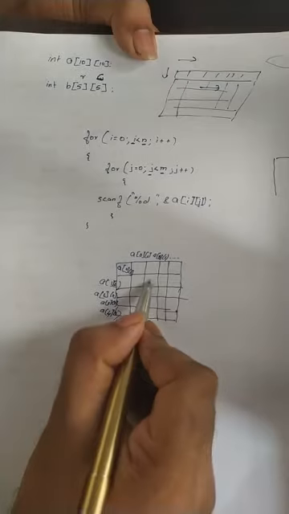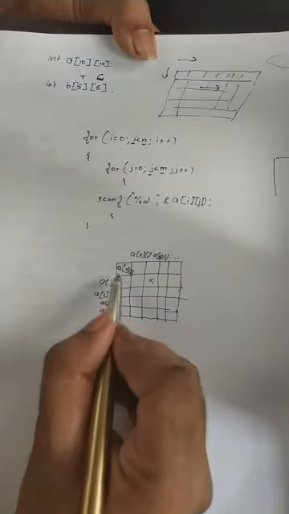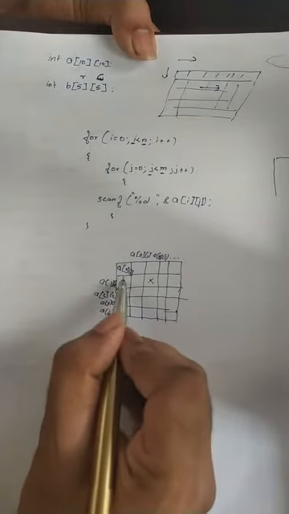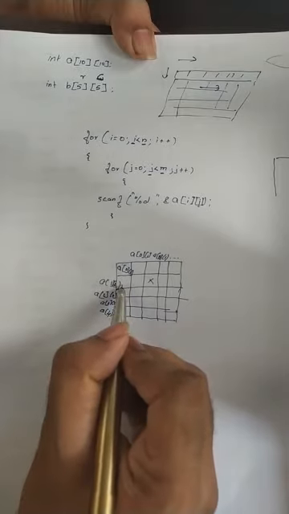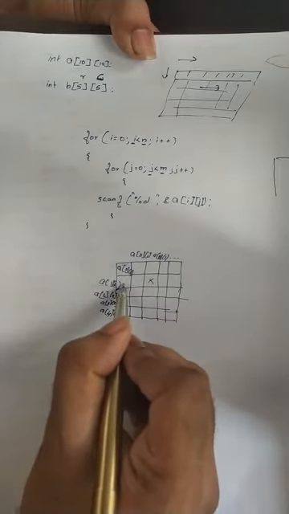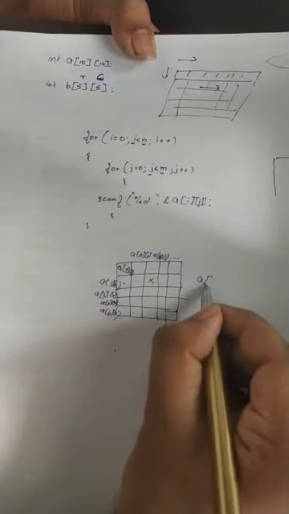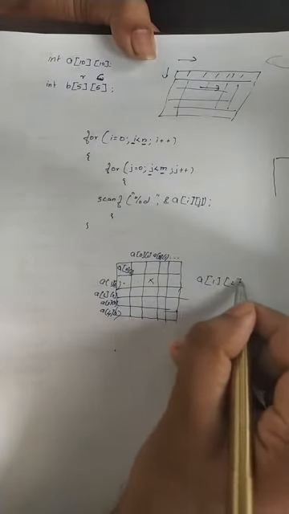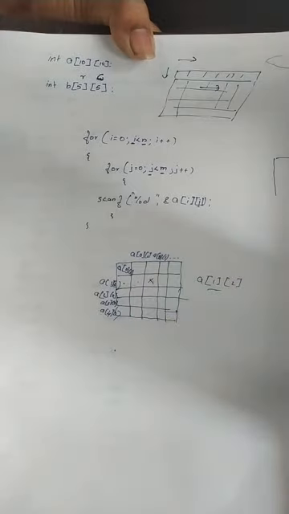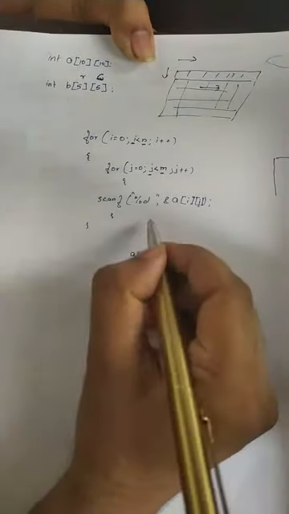So here this slot will be a[1], since this is the second row, then here 0, 1, 2. So a[1][2] will be this slot. Clear?